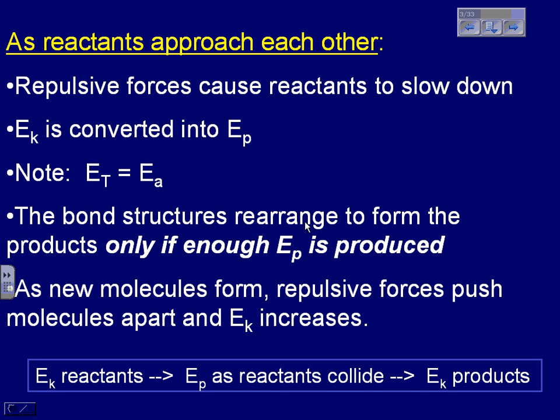The bond structures rearrange to form products only if we have enough potential energy. As the new molecules form, repulsive forces push them apart, and the kinetic energy increases. In other words, they kick back out and away they go. So we've got the kinetic energy of the reactants coming together, then an intermediate scenario where they're colliding and changing bonds, and then it turns back into kinetic energy as they kick away from each other.